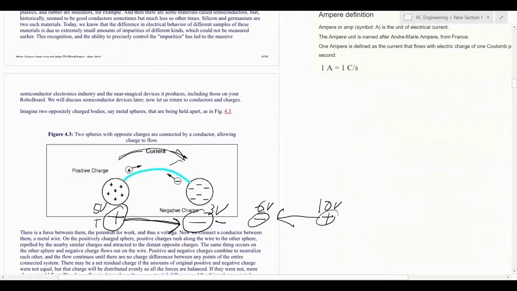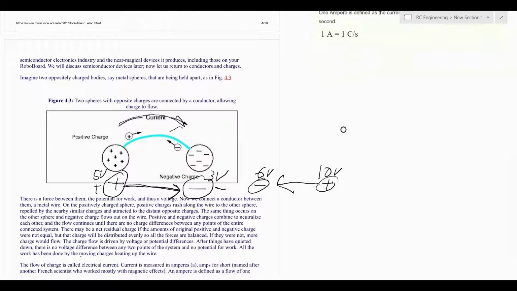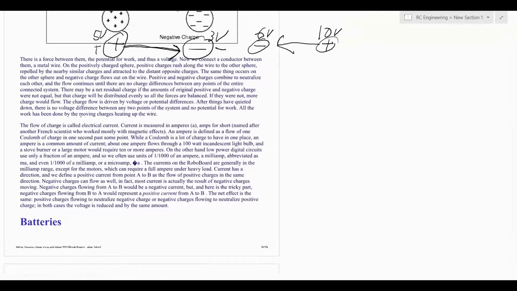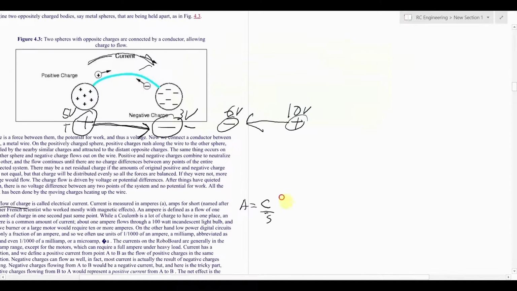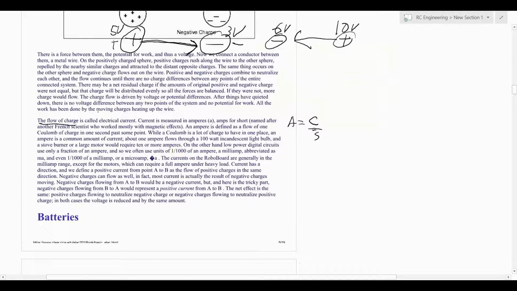So now let's go into current. So current is basically, now that we have these 2 forces, which are known as a voltage, now what happens is, because they're separated, and let's say we don't have anything keeping them separated, they're going to attract to each other. And when they move, this is called current. So basically, the flow of charge is called electrical current. Current is measured in amperes, amps for short. An ampere is defined as a flow of coulomb of charge in 1 second. So an amp is equal to 1 coulomb per second. We'll get back to it.